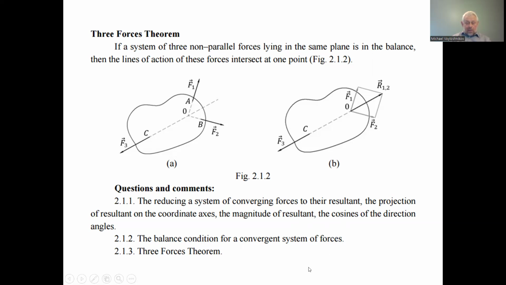The three-force theorem we considered here. So if three forces act in the mechanical system and these three forces are in balance, they are convergent, so they intersect at one definite point, in any place. In any place, not necessarily in the mechanical system, maybe outside of it, it's not important, but they intersect in one point.